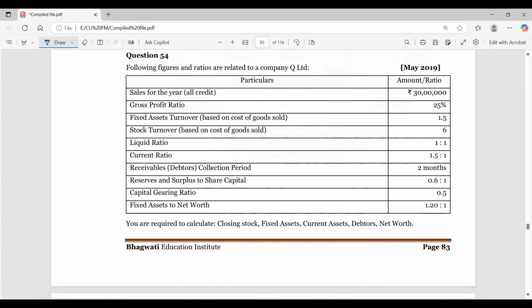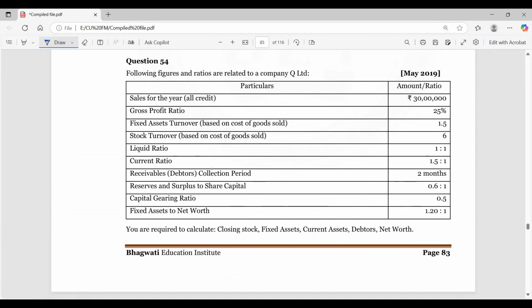53rd question, homework. 54, I will solve it now. Look at question number 54. All sales are on credit basis and the total sales is 30 lakh rupees. Gross profit is given as 25%. Stock turnover based on COGS is 6 times. Liquidity ratio 1:1. Current ratio 1.5:1. Receivable collection period is given 2 months or 60 days.